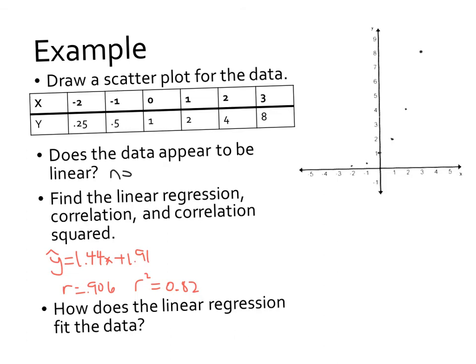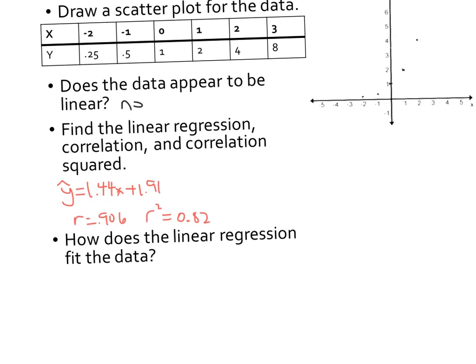So hopefully you found your linear regression equation to be y hat equals 1.44x plus 1.91. The r value is about 0.91 and the r squared is about 0.82. And how does the linear regression fit the data? Well, hopefully you say not well. It's a curved relationship.